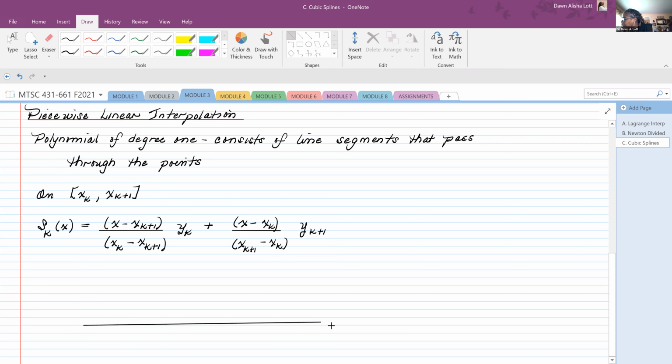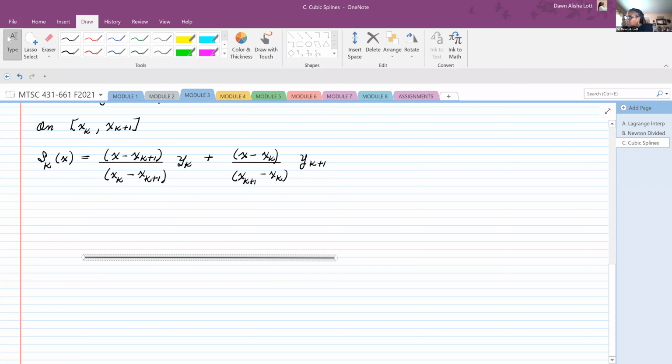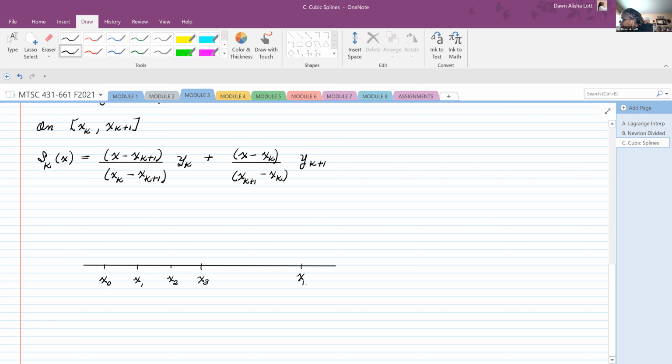That says here's my graph, and at my points x0, x1, x2, x3, all the way up to x_{n-1}, x_n, whatever my points look like, I'm simply going to draw a line. So that's S1. That would be S2.